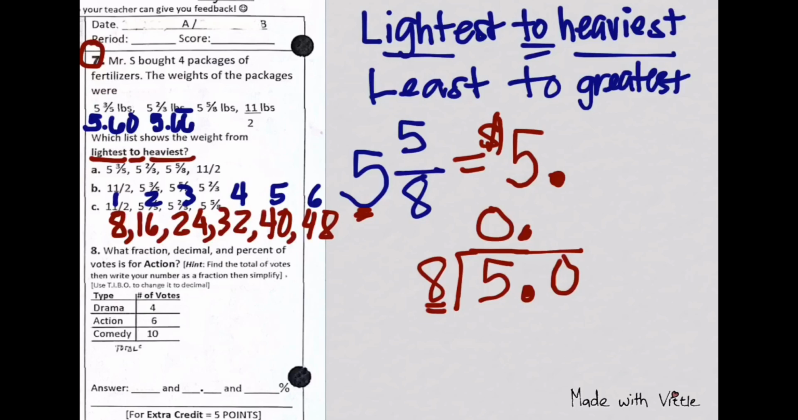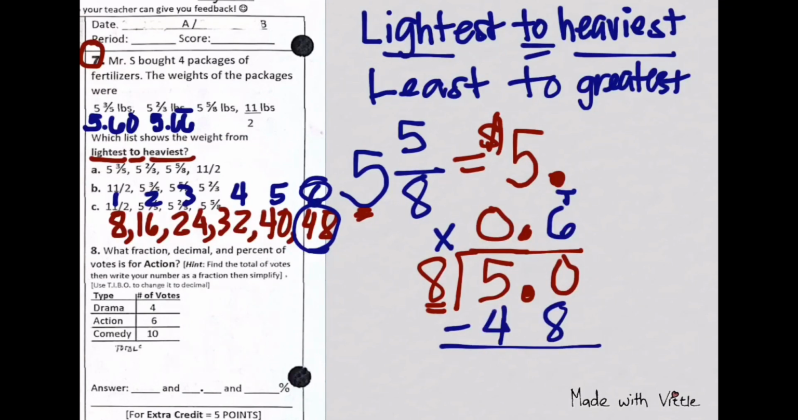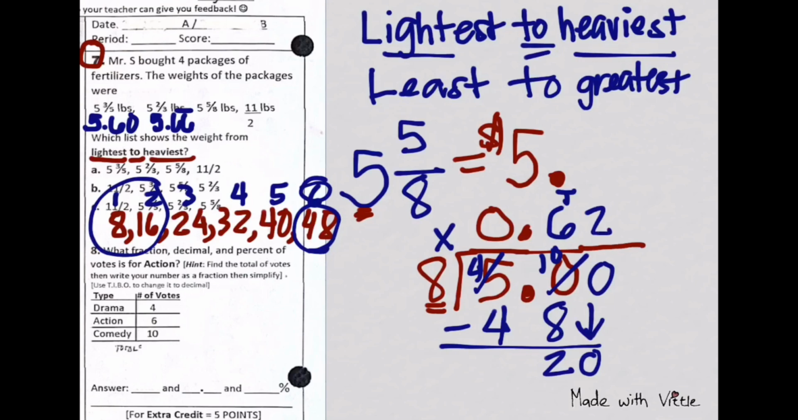When I skip counted by 8, I was able to skip count 6 times. So 50 divided by 8 is 6. 6 times 8 is 48. Subtract. 50 minus 48 is 2. Make the 2 bigger by adding a 0 inside the division box and then bring it down. 20 divided by 8 is 2 on the hundreds place. Then multiply 2 times 8 is 16. Subtract. 20 minus 16 is 4. Make that 4 bigger. Add another 0. Bring it down. That's going to be 40.